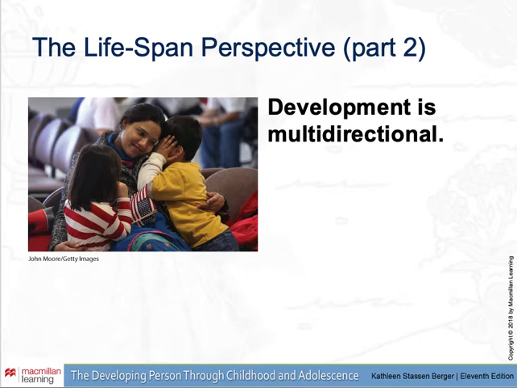Development is multidirectional. There are patterns of change, discontinuity, and continuity. In other words, rapid change, such as the process of becoming a butterfly, versus gradual change, which might be represented as the growth of a tree.